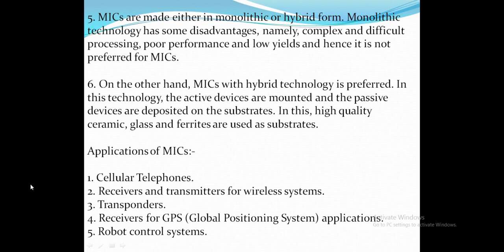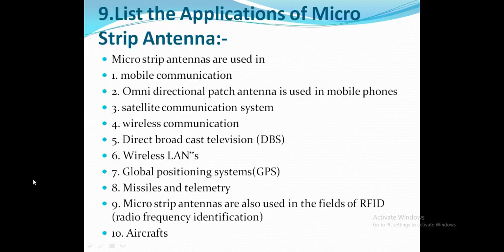And coming to the applications of microstrip antenna, these are used in mobile communication. Omnidirectional patch antenna is used in mobile phones, satellite communication systems, wireless communication, direct broadcast televisions, wireless LANs, global positioning systems, missiles and telemetry. Microstrip antennas are used in the fields of RFIDs and aircraft. We use all these.